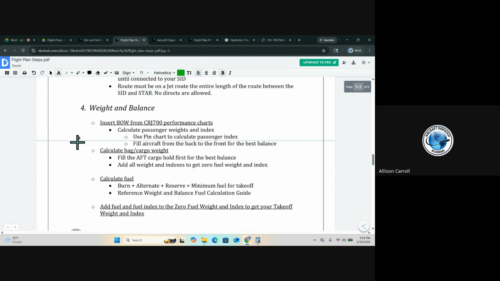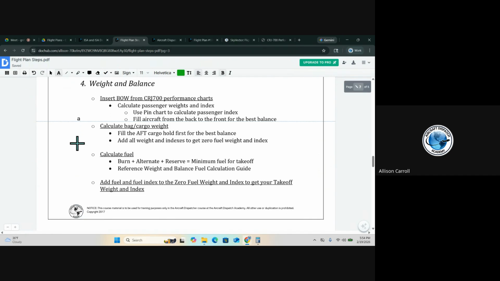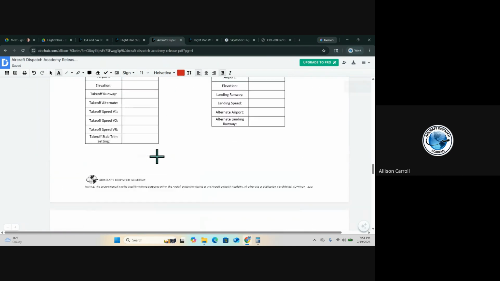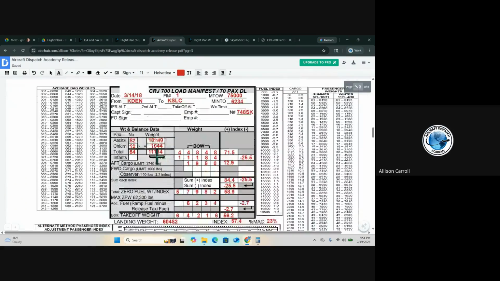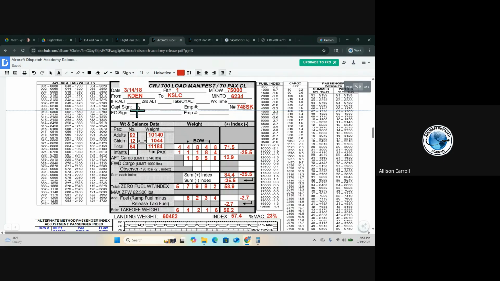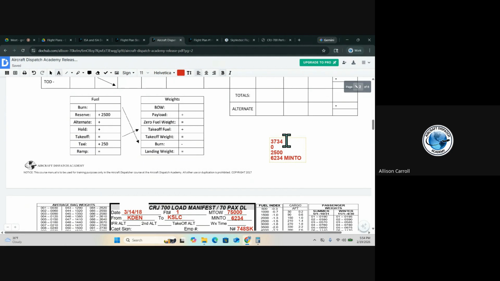Okay, weight and balance. Pretty straightforward. I know that you guys have seen it a few times now. So weight and balance. Remember that weight and balance sheet. Let me go back up to it. Probably the most simple part of doing all this flight planning stuff. It's really just filling all this portion out. The hardest thing, honestly, for people is finding your MINTO, finding your fuel. So remember, we had to figure out the fuel burn and then any alternate fuel and then reserve fuel. Reserve fuel is always 2,500.